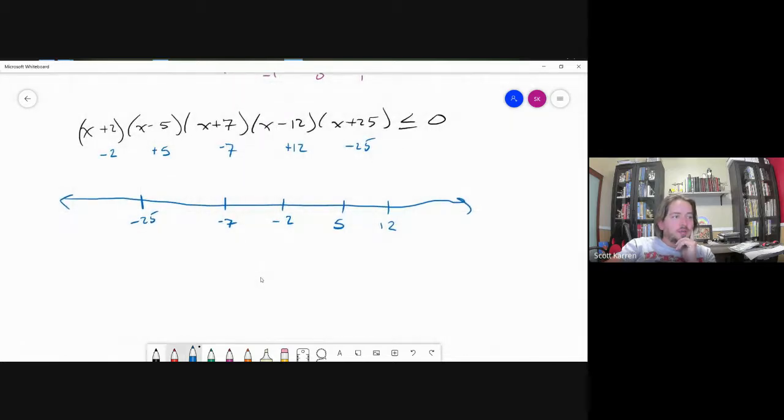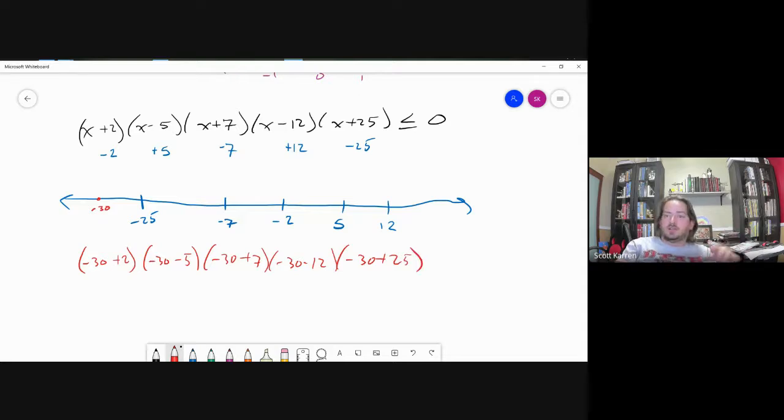So I'm going to test a number in this region, like say -30. It doesn't matter what number, just something that's not -25, but to the left of it. So if I plug in -30, and again, I'm looking for whether this is positive or negative, and that's all I care about. So if I plug it in, I can go -30 plus 2 times -30 minus 5, -30 plus 7, -30 minus 12, and -30 plus 25. I could figure out what these are. -30 plus 2 is -28.